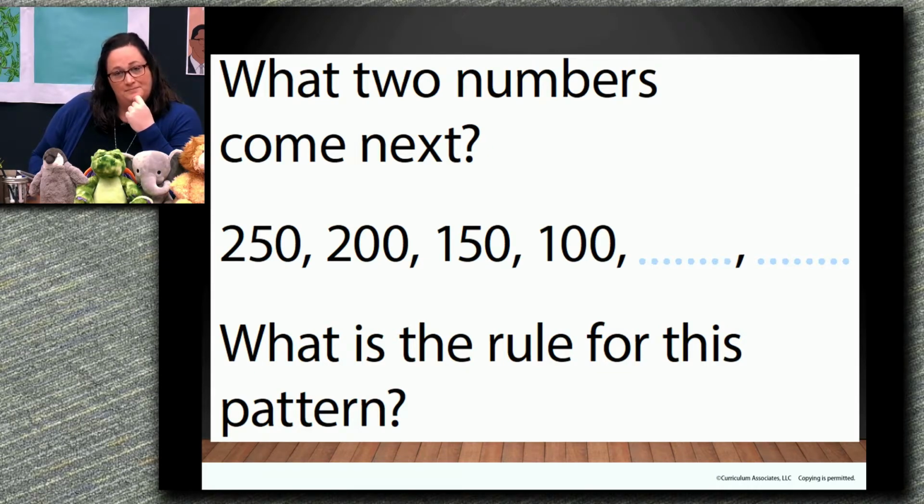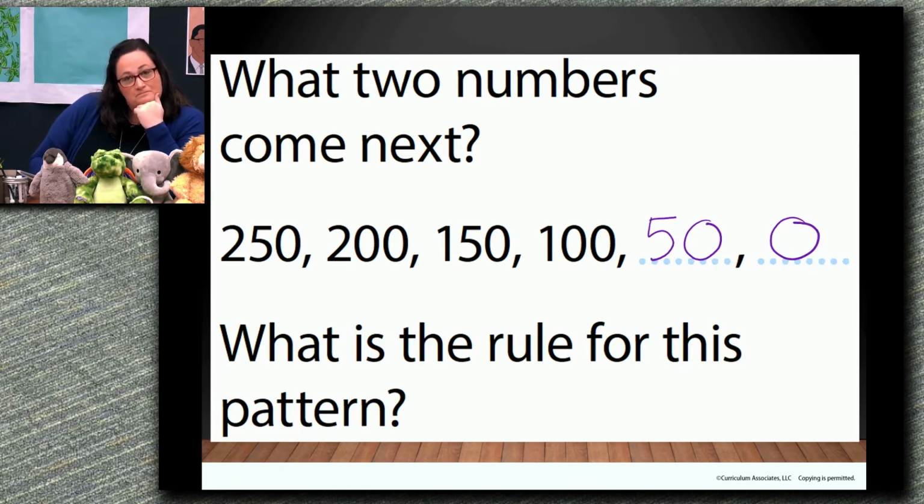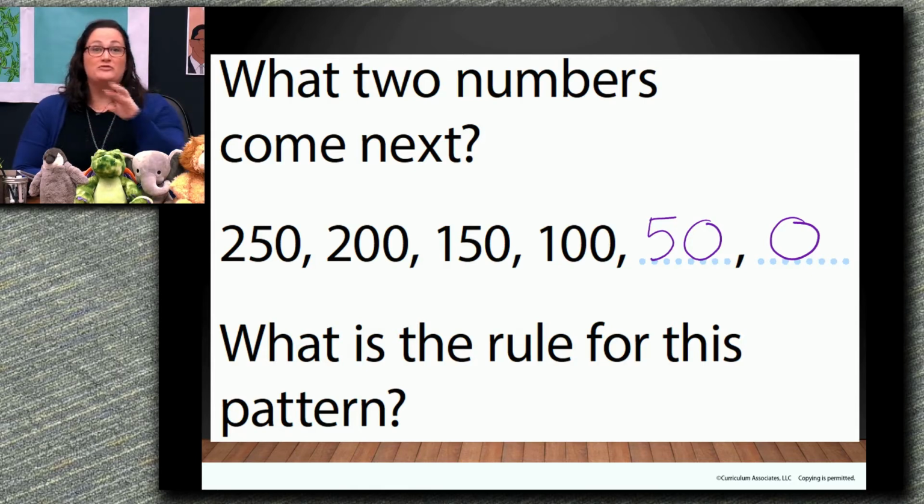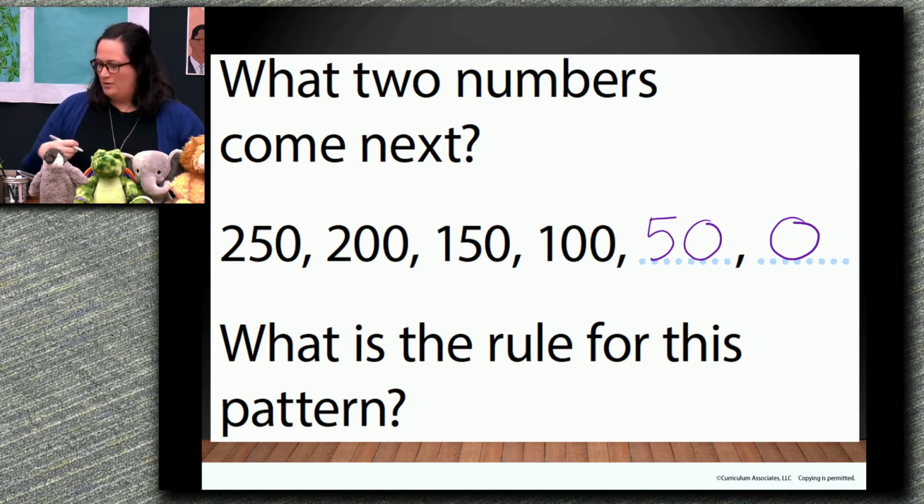You think you got it? What's the rule for this pattern? Is this a growing pattern or a shrinking pattern? Growing patterns, the numbers get larger. Shrinking patterns, the numbers get smaller. As we move forward in our pattern, are our numbers growing or shrinking? They're shrinking, so we're taking away or subtracting.